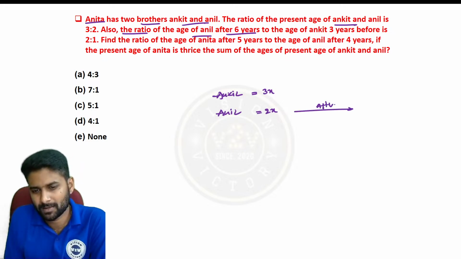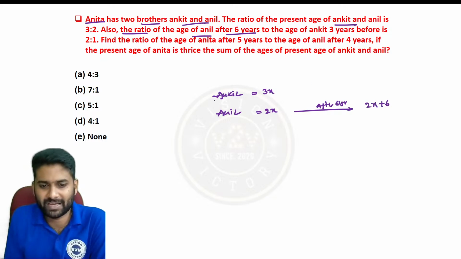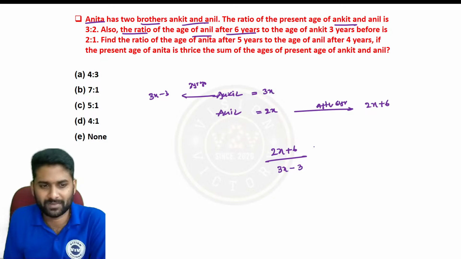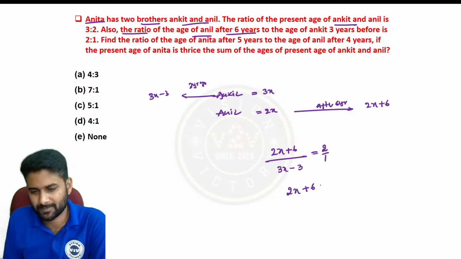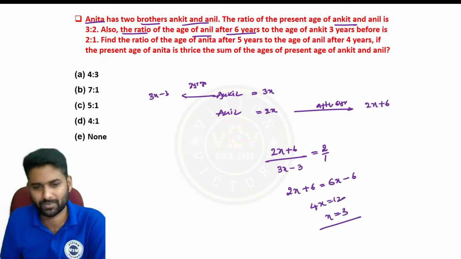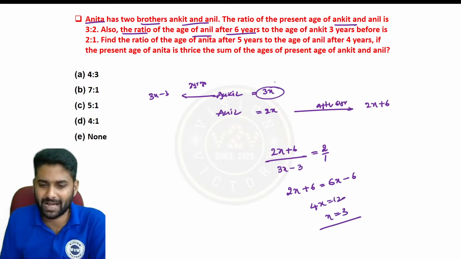After 6 years, Anil's age is 2x plus 6. Ankit, 3 years ago, is 3x minus 3. Now the ratio becomes exactly equal to 2 by 1. Just cross multiply them: 2x plus 6 is equal to 6x minus 6. Now you will get 4x equal to 12, so x is equal to 3. Now with x equal to 3, Ankit's age is 9 years and Anil's age is 6 years.